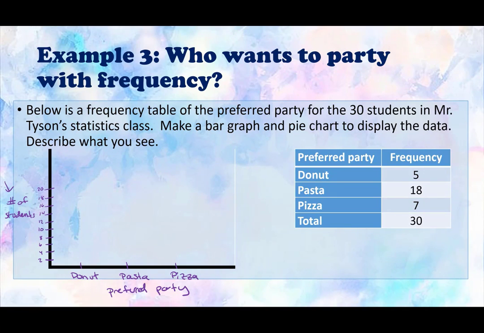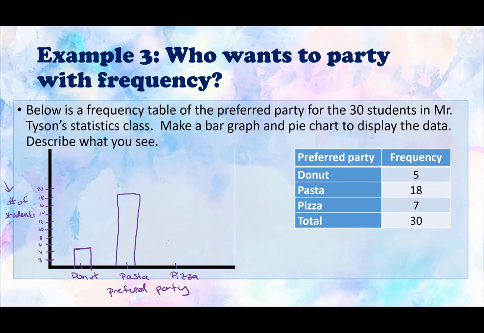We're going to show the frequency on the left side. The donut party had 5 students, so we're going to draw a line at 5 and draw them both down. The pasta party had 18 students, so we're going to draw a line right here, and try to make these the same width, as accurate as possible. Obviously, we're doing this by hand, so it's not going to be 100% perfect, but just try your best. We're going to talk more about why we have to do that in a couple minutes.